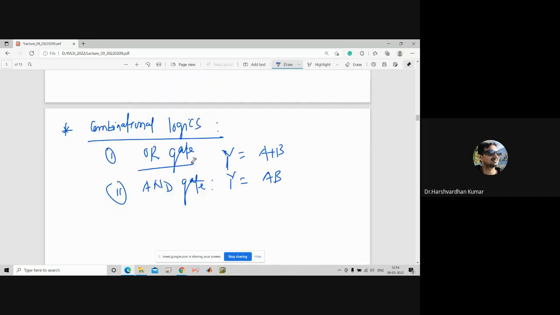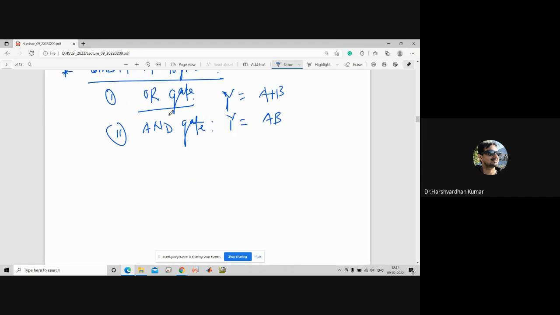Let us focus on the first one, the OR gate. If we are interested in designing the OR gate using CMOS transistors, we know very well that CMOS transistors can act as a switch. So we will have to connect the CMOS transistors either in parallel or in series.